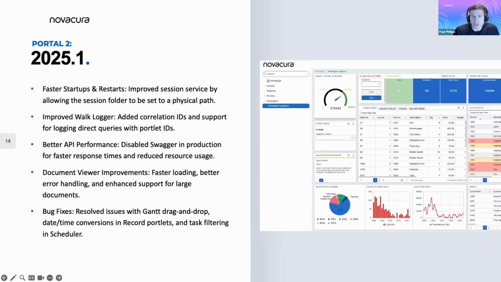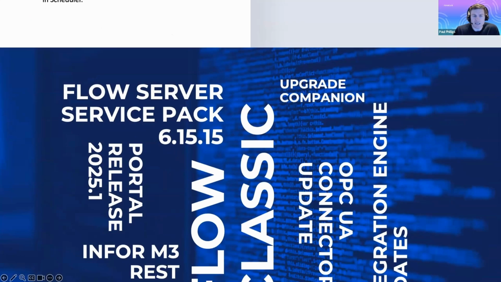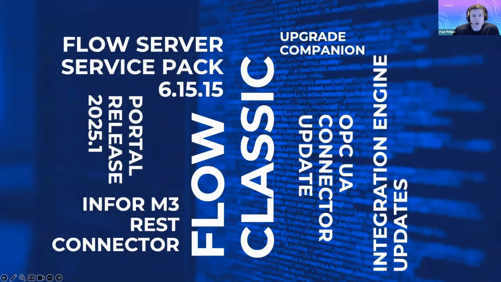We've made some changes and optimized the document loading speeds in the document viewer. We've also improved some error handling there, and then obviously fixed a good chunk of bugs that come along with the product, including the Gantt drag and drop errors, incorrect date time conversions in the record portlet, and task filtering inconsistencies within the scheduler. So once again, if you haven't seen these, it is merely a small representation of the features that we've made over the past quarter in Classic. Beyond what we're showing in those screen caps, we suggest that you explore the release logs at docs.novacura.com.